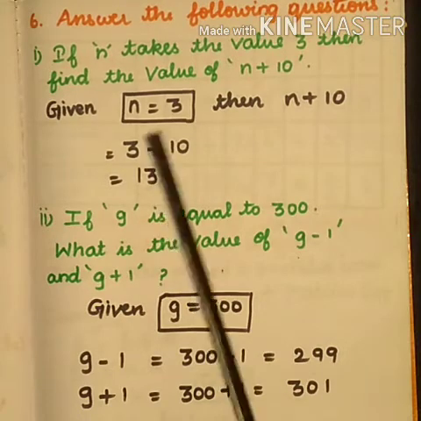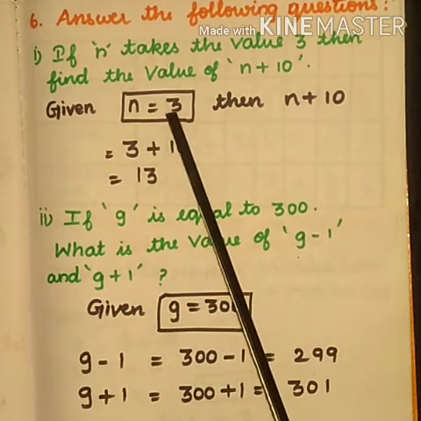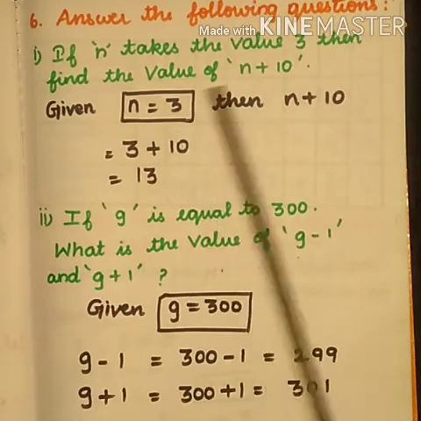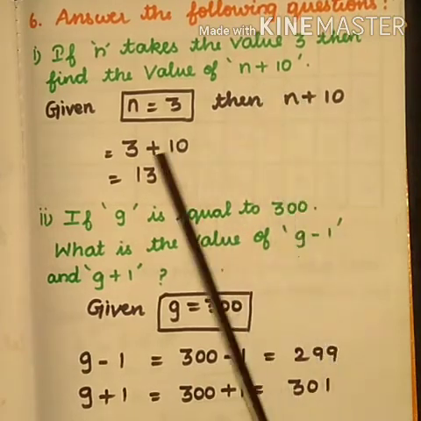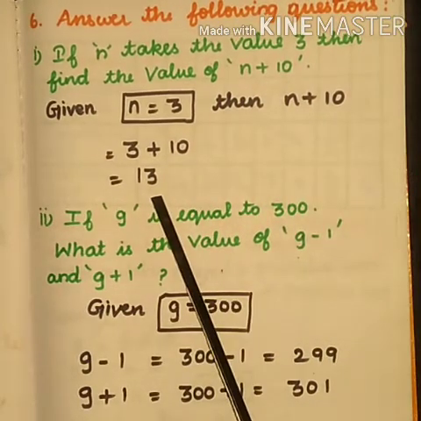Students, is it clear now? First you have to substitute the n value. n equal to 3. n value is 3. 3 plus 10 is 13.